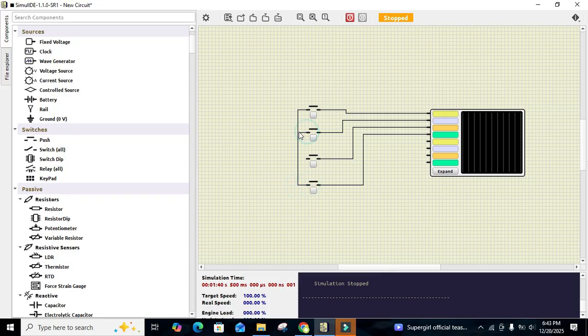So now we need to connect the other ends of all of these push buttons with that of the fixed voltage power supply. So this is our fixed voltage, click on it and drag it out. Like this.